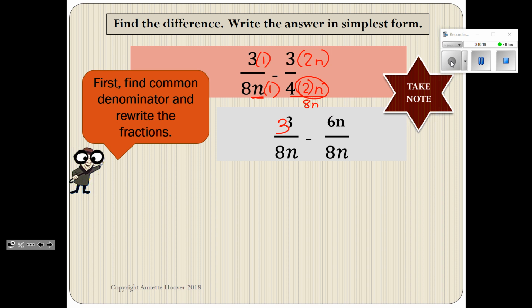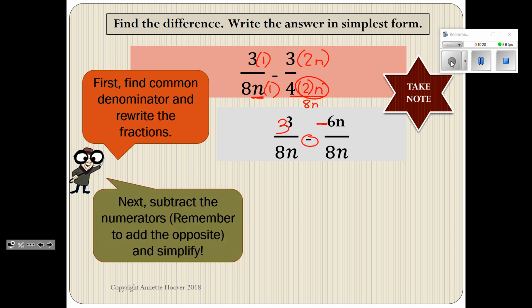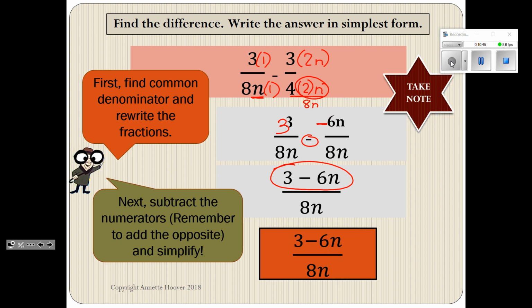Now we have a common denominator, so we can rewrite it. See this negative sign right here? That makes this a negative 3n. And we have learned that we can only combine what we call like terms. Right now we have a 3 minus 6n in the numerator and an 8n on the bottom. I cannot combine these two terms because they are not like terms. They do not have the same variable attached. So that's actually as far as you can go with that one.